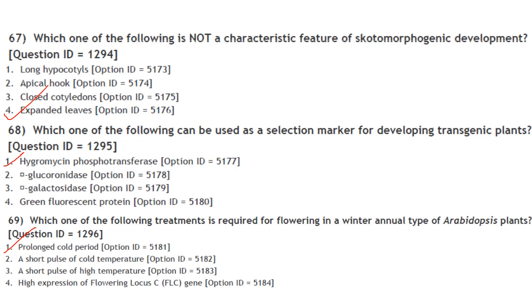Then next one. Which one of the following can be used as a selection marker for developing transgenic plants? So hygromycin phosphotransferase can be used.